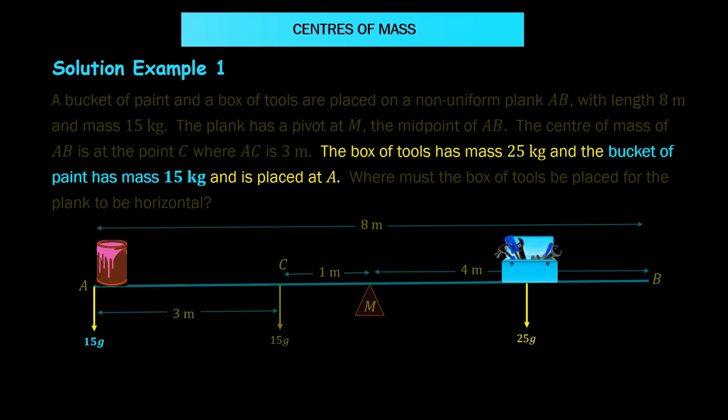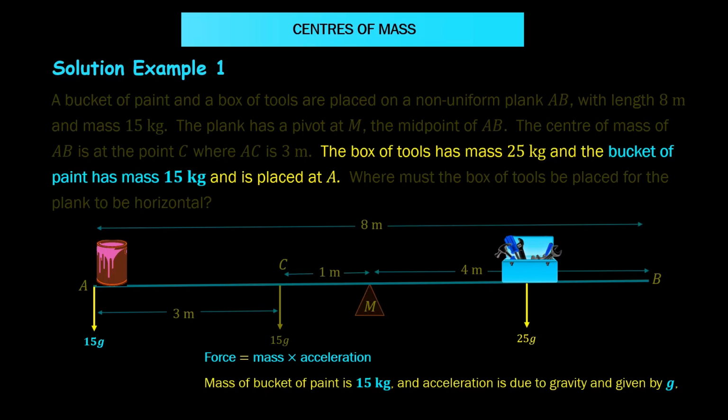The bucket of paint has mass 15 kg. Therefore, the force acting at the point A, where the bucket of paint is placed, is equal to 15 g newtons. Again, this is because force equals mass times acceleration. In other words, the mass of the bucket of paint, which is equal to 15 kilograms, times g, the force of gravity, to give 15 g newtons.